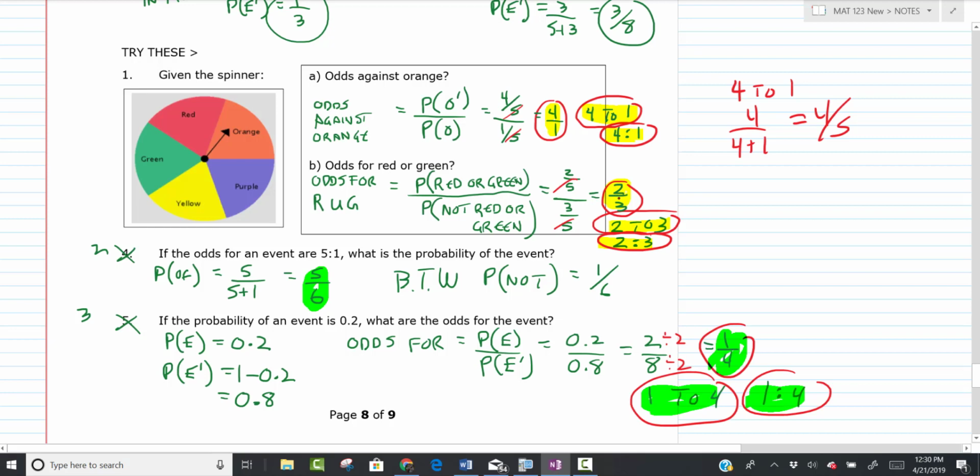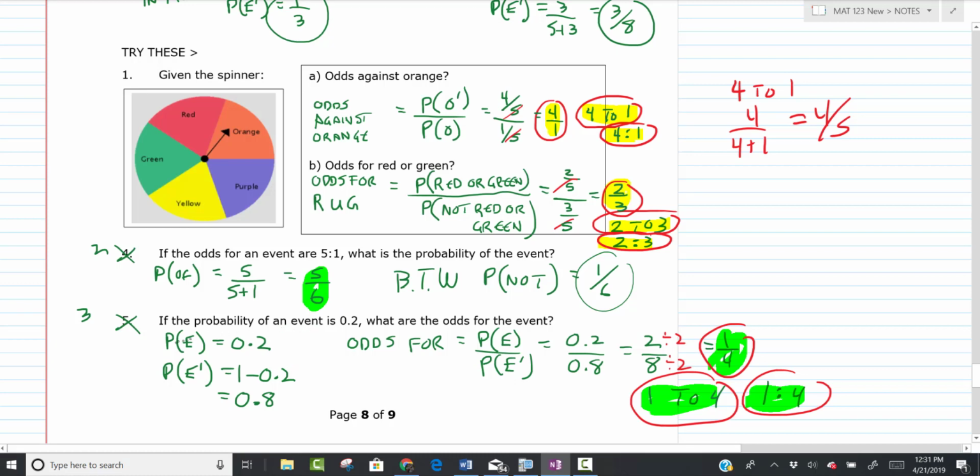Okay, and then the last 2 problems, you're just seeing that you can convert odds back and forth from a probability. This said the odds for an event happening is 5 to 1. So the probability of would be 5 over 5 plus 1, or 5/6. And the probability of this not happening would be 1 to 6. If you did those 2 things together, the probability of and the probability of not both have to add up to 1.